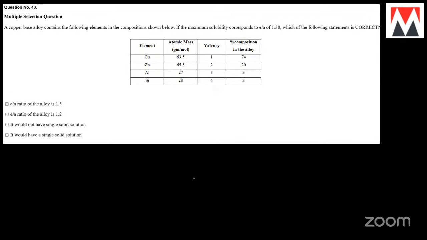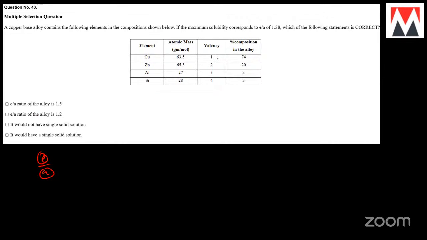So you have a copper based alloy that contains the following elements in the composition. If the maximum solubility corresponds to E by A equal to 1.38, which of the following is correct? So you need E by A. E is nothing but number of electrons. A is nothing but number of atoms. So for maximum solubility corresponding to E by A, maximum for your alloy is E by A is 1.38. What you need to find?